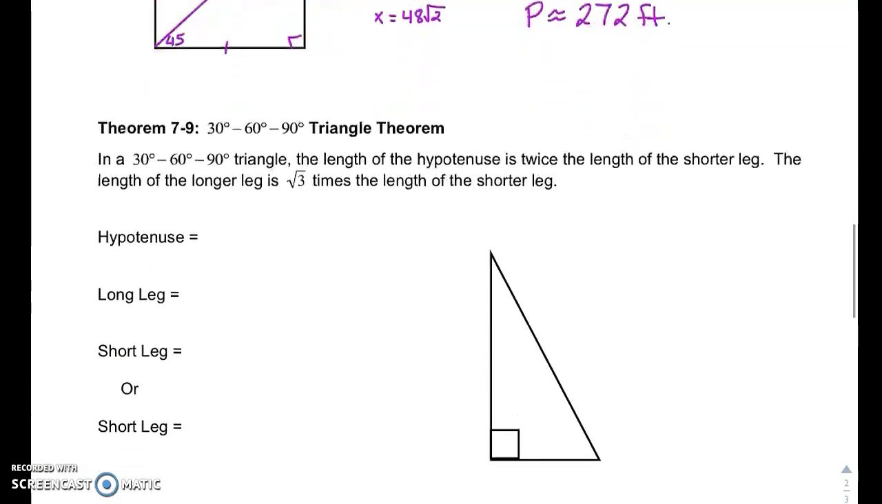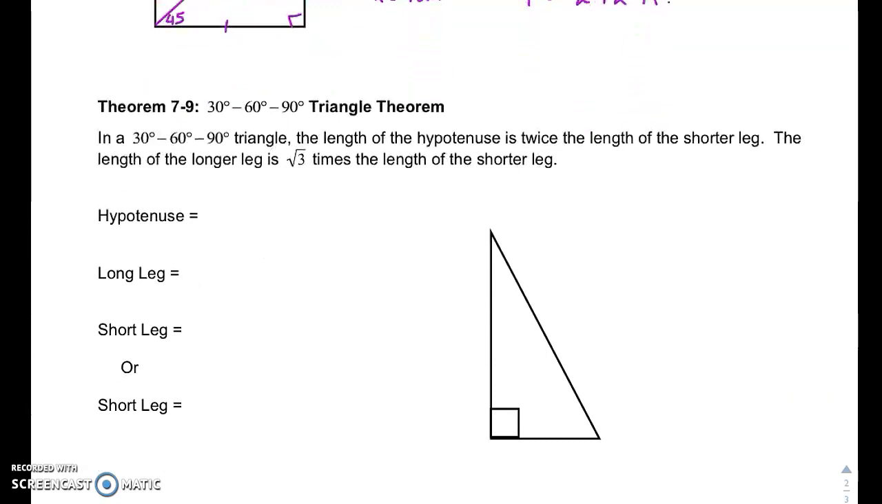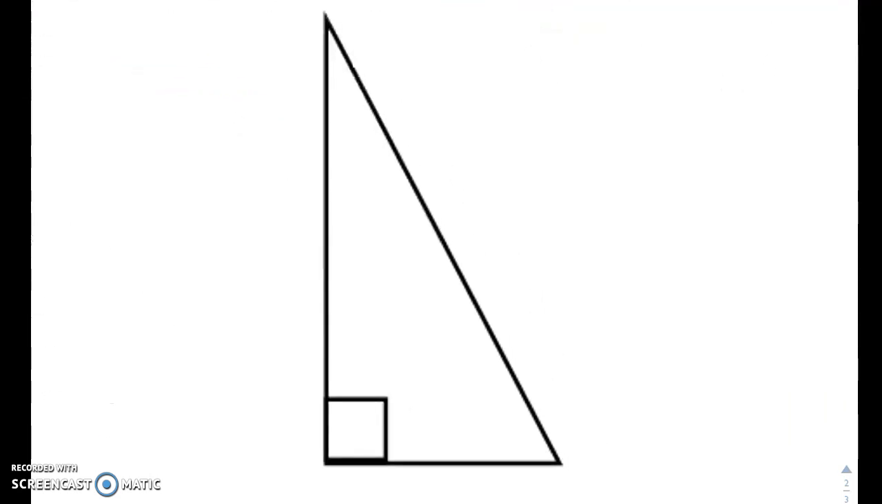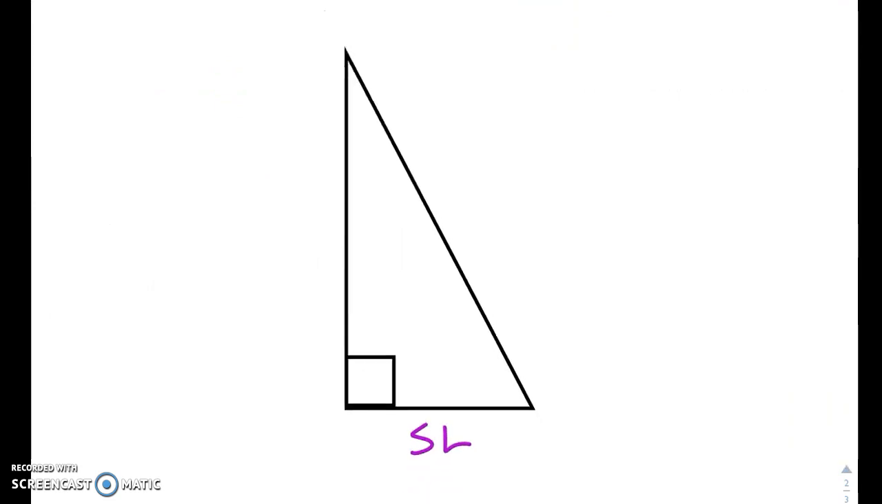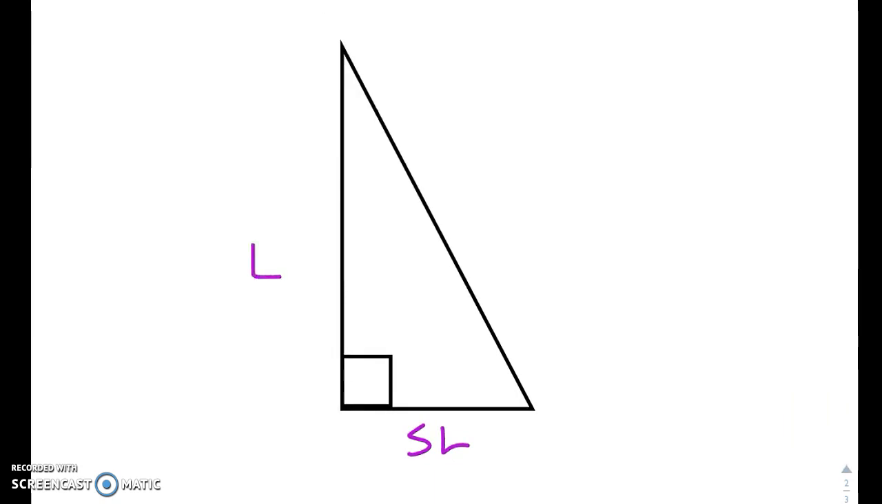The second special right triangle is a 30, 60, 90 right triangle. So in a 30, 60, 90 right triangle, the length of the hypotenuse is twice the length of the shorter leg. The length of the longer leg is radical 3 times the length of the shorter leg.